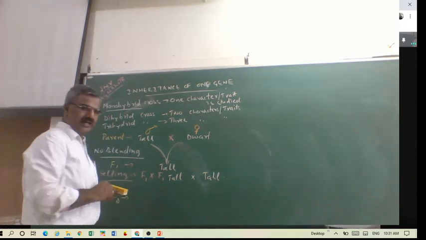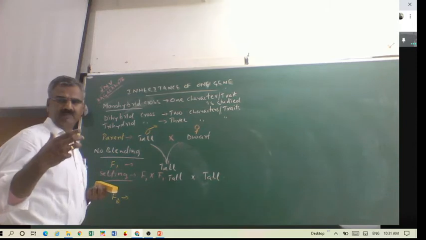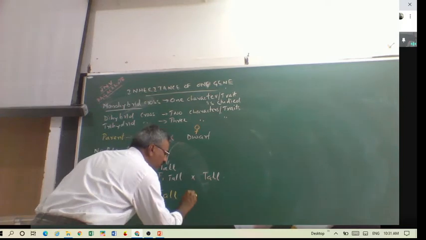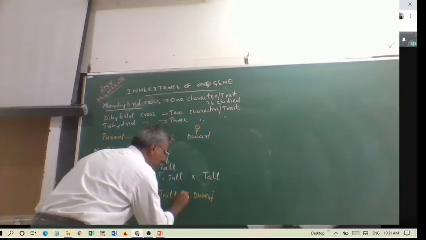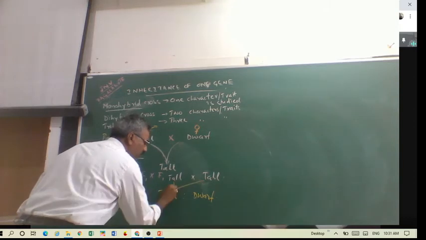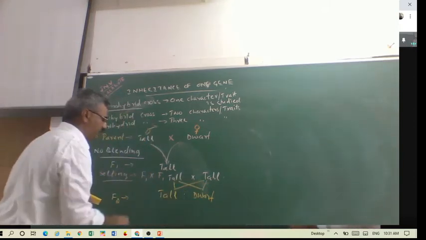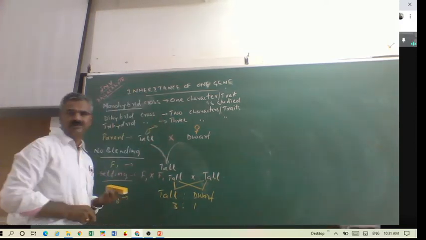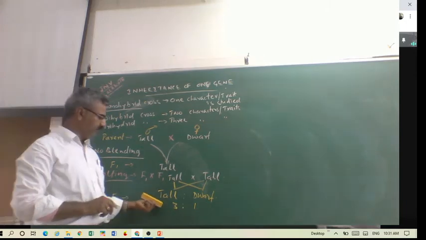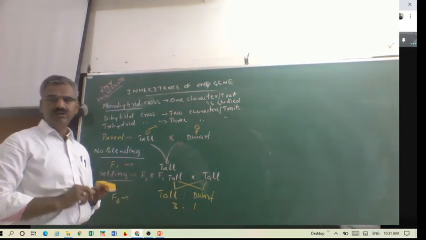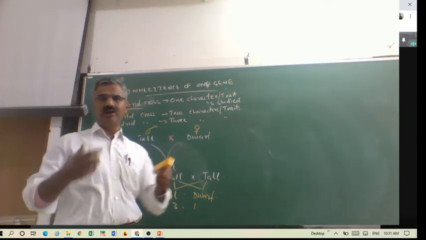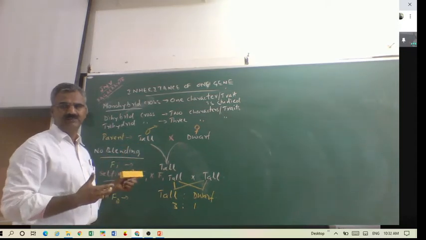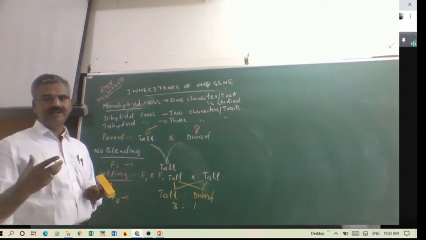But to his surprise, he saw that some were tall plants and some were dwarf plants, and that too in a ratio. Both were obtained here, in the ratio 3:1. That means 75% of the plants were tall and 25% were dwarf in nature. Then how is it possible? How are these things possible? For that, he gave an idea.